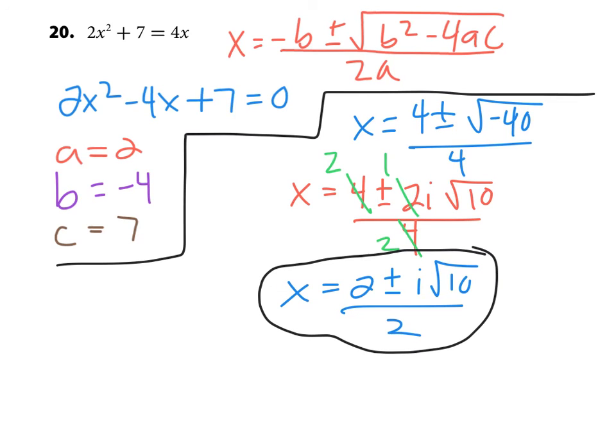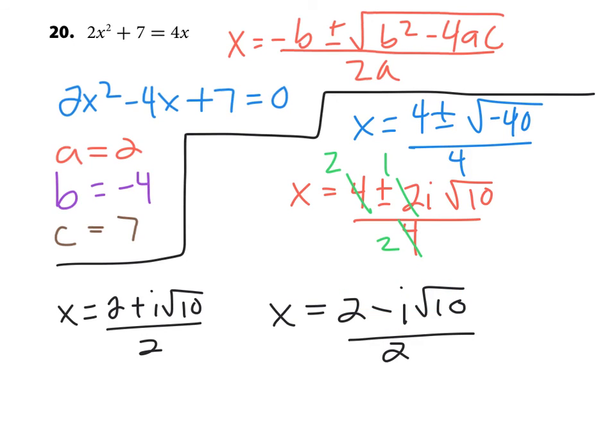You have imaginary roots, because you have that i in there. It's irrational too, but that really doesn't matter. We have imaginary, and there are 2 of them, because you have your plus and your minus. Or you could look at it as 2 solutions: 2 plus i radical 10 over 2 and 2 minus i radical 10 over 2.